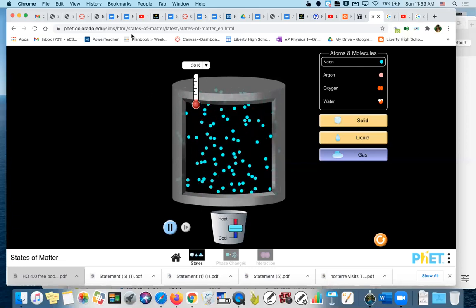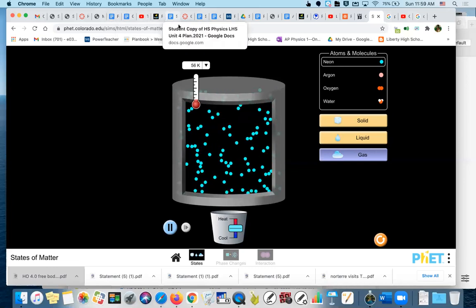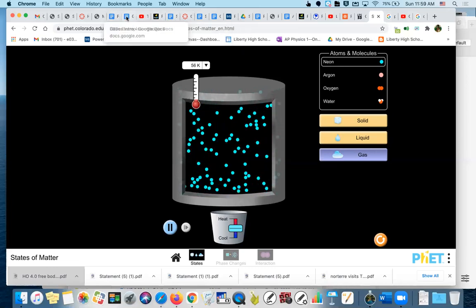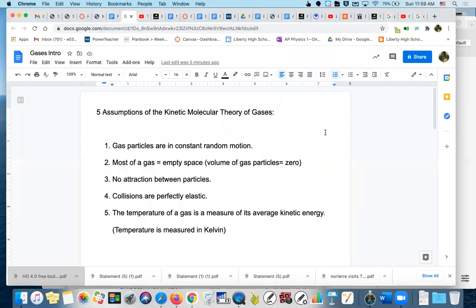I'm going to bounce back and forth here. I've got a little note section here for you. Here we go. When we get into what's called the kinetic molecular theory of gases, there are really 5 big assumptions that we make about gases. This might be a review from last year or first year chemistry. This is great if it is, but I want to hit these again. We say that gas particles are in constant random motion.